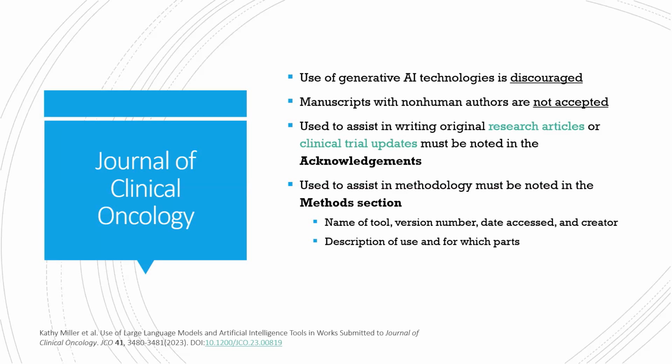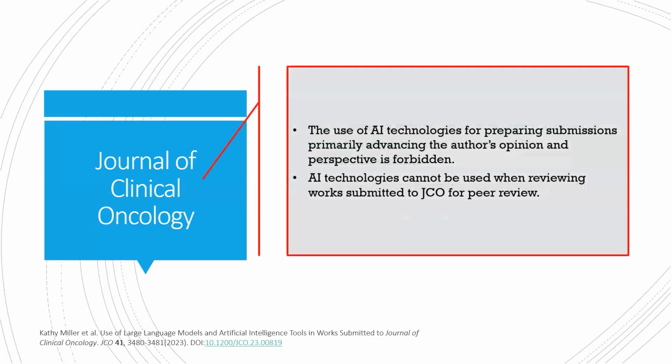So they're saying specifically, if you have these types of works, then you acknowledge your use in the acknowledgements. If it's used to assist in methodology, then you're going to put it in the methods section. Like some of the other associations, they want the name of the tool, the version number, the date that you accessed, and the creator. They also want a description of your use and for which parts of your work you used the tool. But what I think is most important about the rules that they have developed is this.